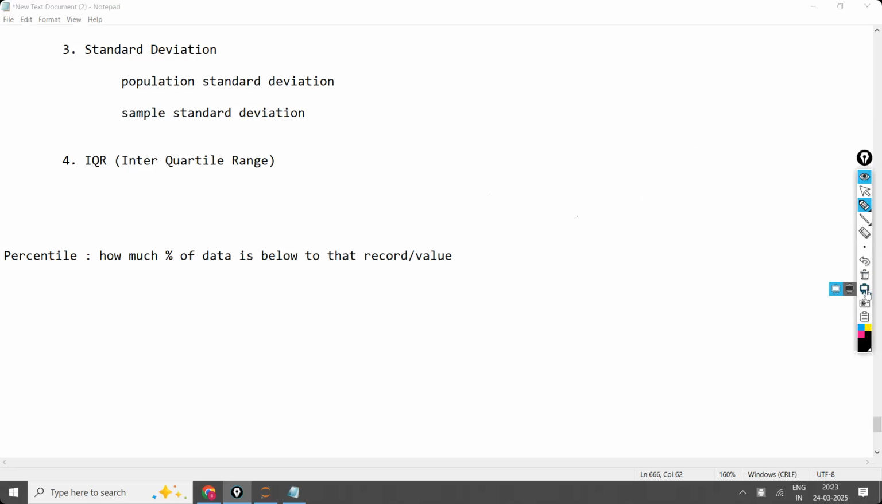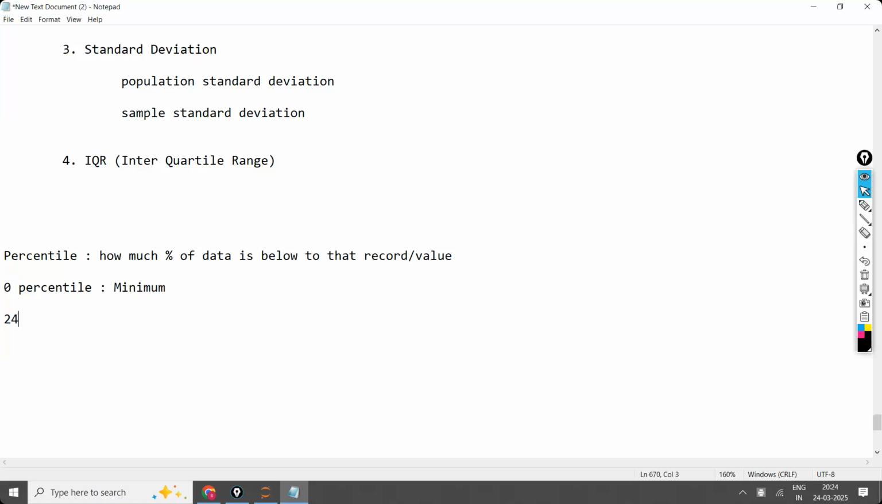Now, here the first one is called percentile. Is that clear now? Minimum. What is meant by minimum? The first one, 0 percentile. What is the meaning of 0 percentile? 0% of the people are below him, or below that value. 0% of the data means none of the data is there. Then what is that data called? Minimum value. That is called the minimum value.